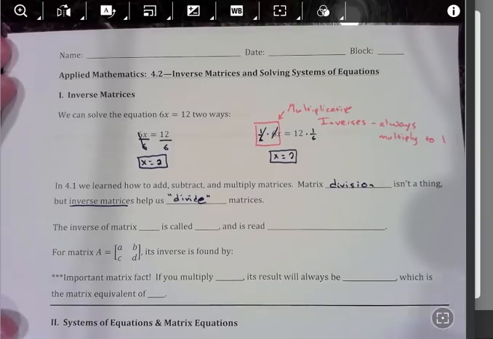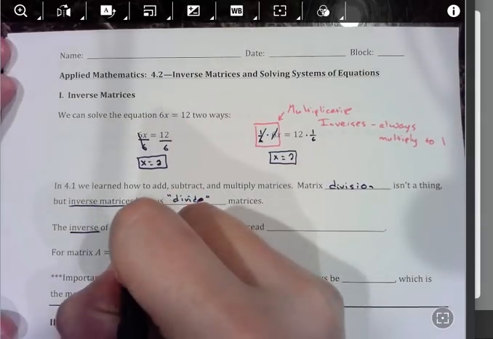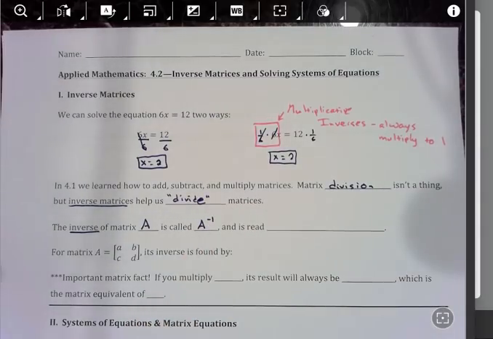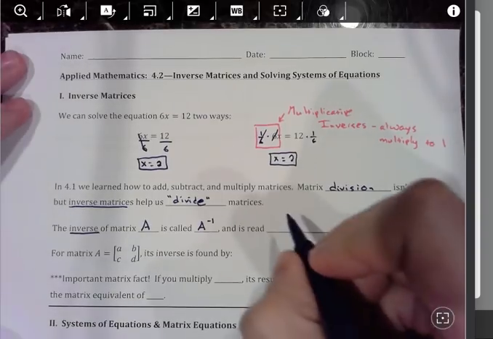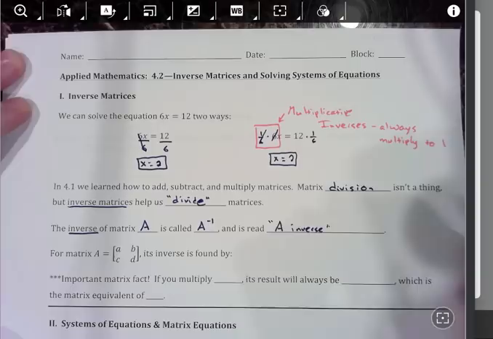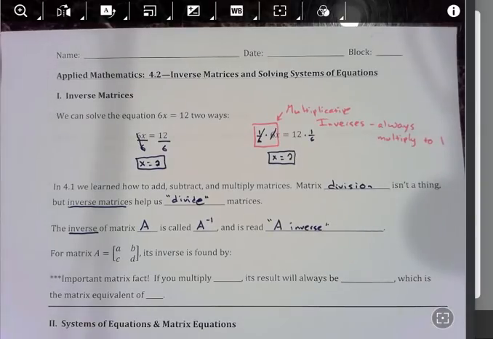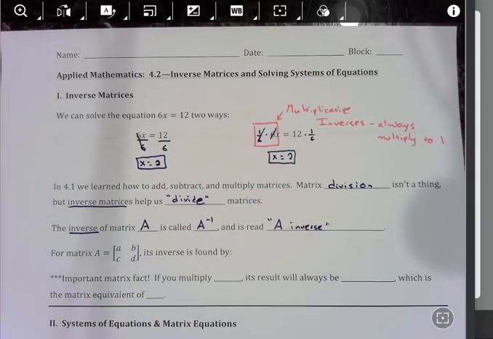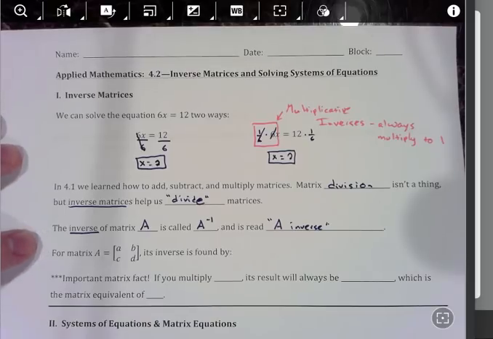So a little bit of terminology about them. The inverse of matrix A is called this. It's written as whatever matrix you have, with an exponent of -1, but we read this as A inverse. I know, not very creative, that the inverse of matrix A is called A inverse, but that's how we write it. A to the -1 is the inverse of matrix A. So you're not really going to have to do a whole lot of inverse matrices by hand, really, ever. We're going to use the calculator for this a lot today, and also tomorrow.